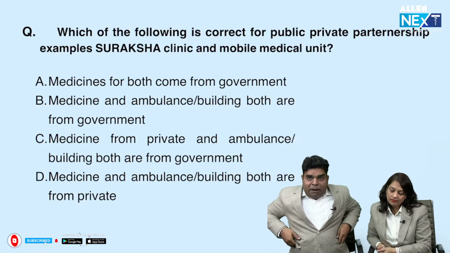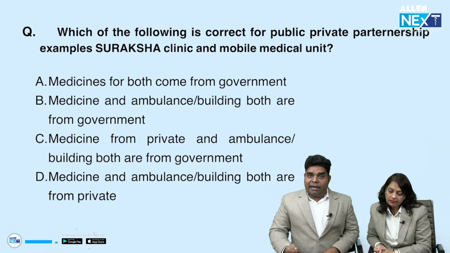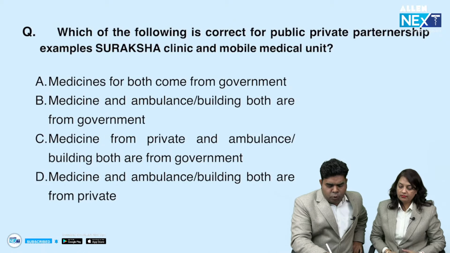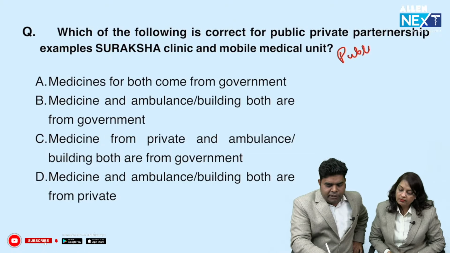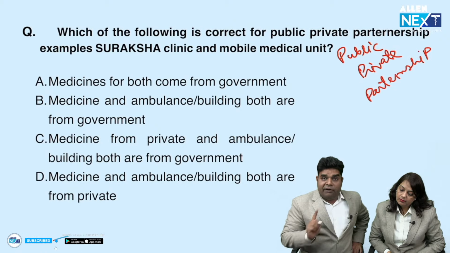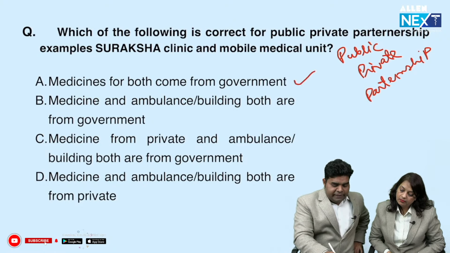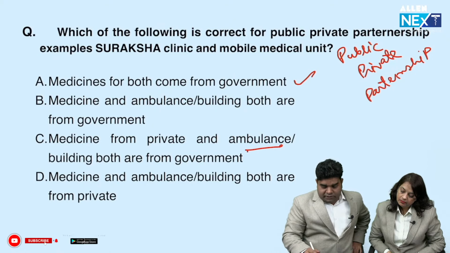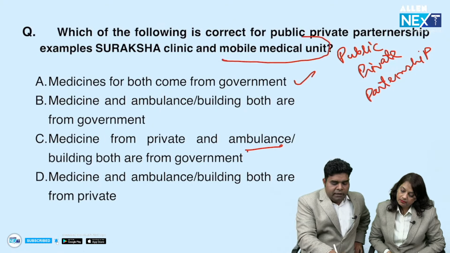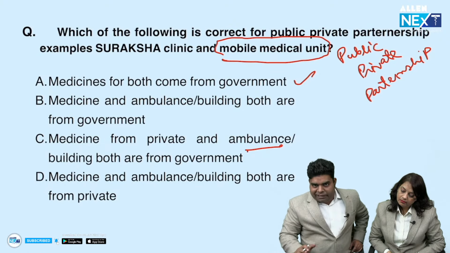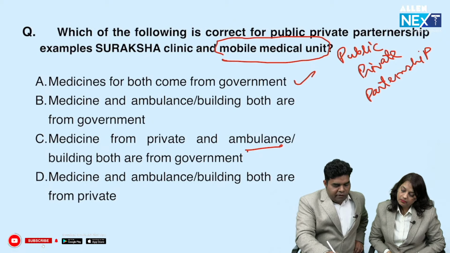Which of the following is correct for public-private partnership part in Suraksha Clinic and Mobile Medical Unit? So Mobile Medical Unit and Suraksha Clinic are both examples of public-private partnership, and in both of them the medicine always comes from the government. Now the ambulance or the building cost: in the Mobile Medical Unit you have the ambulance, and in Suraksha Clinic you have the building. That can be private or government. But medicine is always from government.